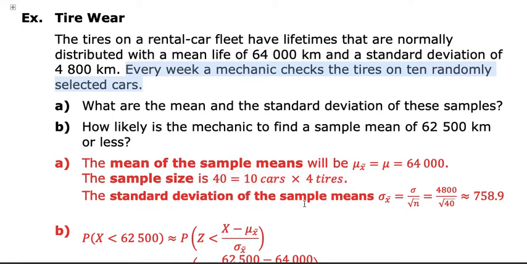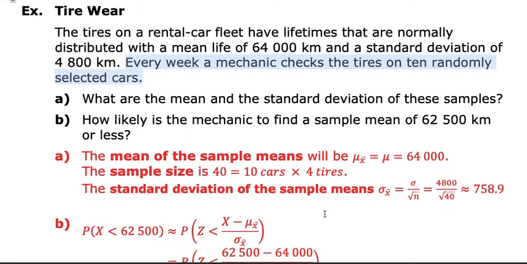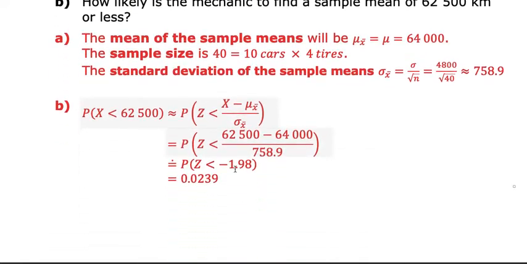And the standard deviation of sample means is given by this formula. The standard deviation of sample means is the population standard deviation, 4,800, divided by the square root of 40, so approximately this value. For part B, how likely is the mechanic to find a sample mean of 62,500 kilometers or less? We are going to use our sampling distribution results in order to calculate this probability.